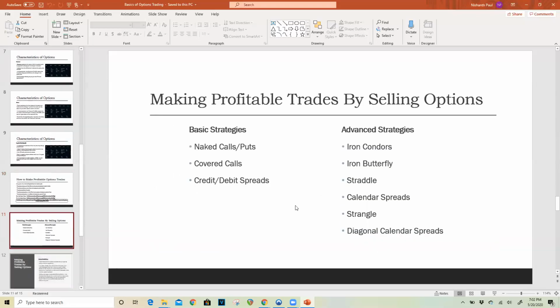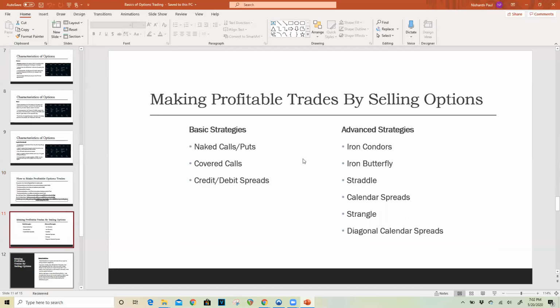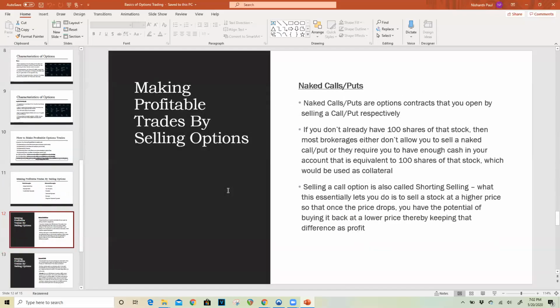Now, there are several strategies that you can implement where you're using a combination of buying options and selling options and hedging your bets. A lot of these are advanced strategies, but since this video is targeted mainly for beginners, I'm only going to focus on the basic strategies. Okay, let's look at it one by one.